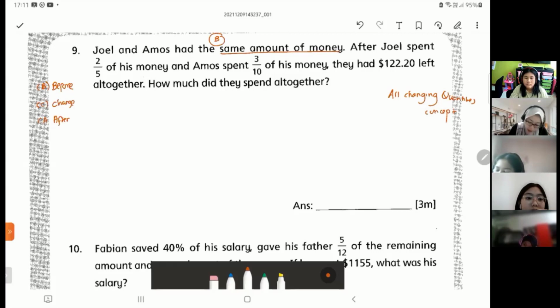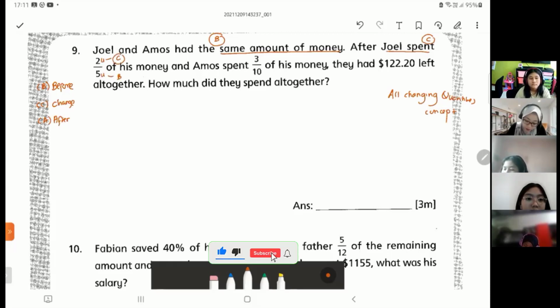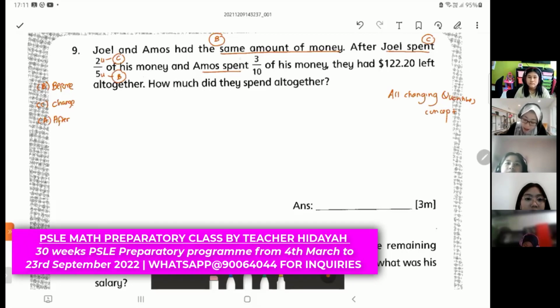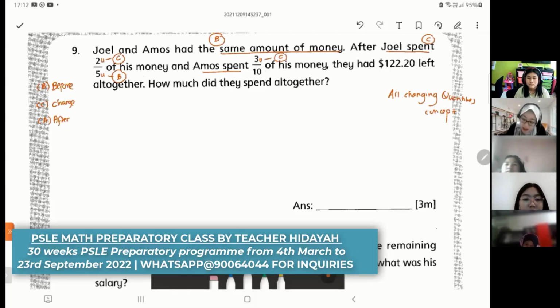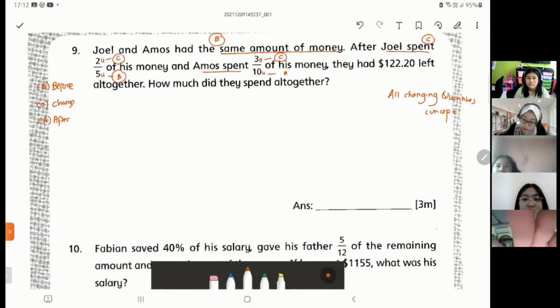Okay? So after Joel spent, spend means it's a change, 2/5 of his money. So this is what he changed. The change is 2 units. This is what he has at first, before. Amos also spent. Spend means there's a change. Where is the change? This 3 unit is the change where he spent. 10 unit is what he has before he spent.